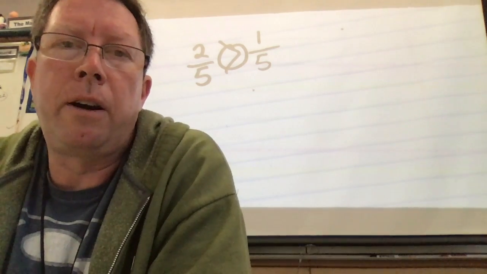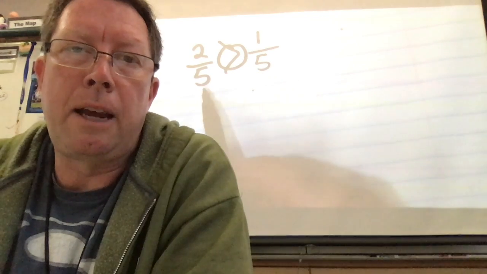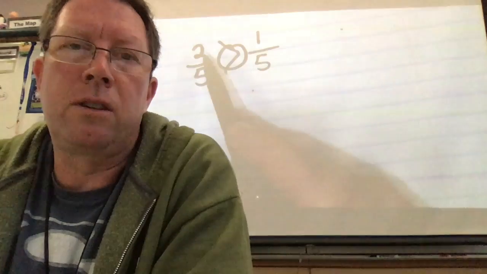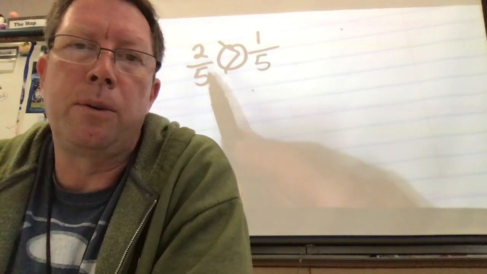So when you're comparing fractions with the like denominators, same denominators, all you need to do is look at the top numbers. So 2 is bigger than 1. You ate more on this one.